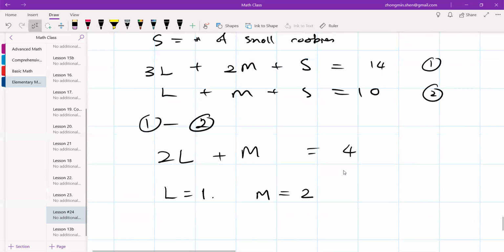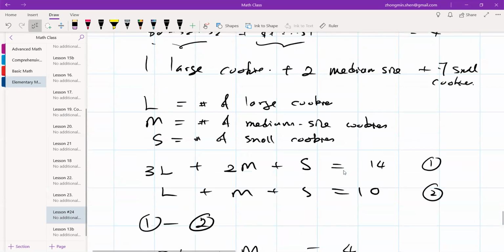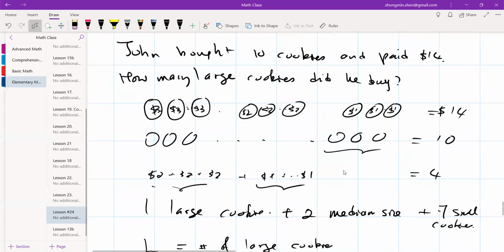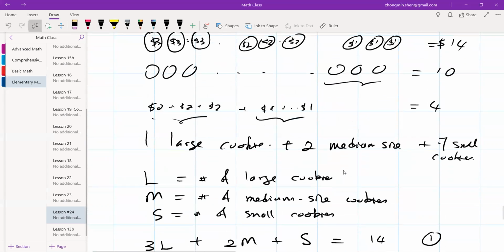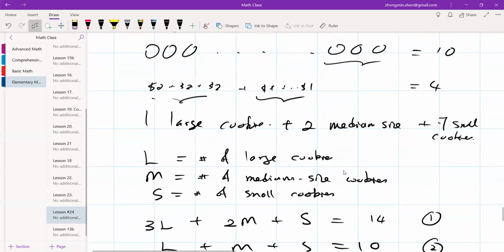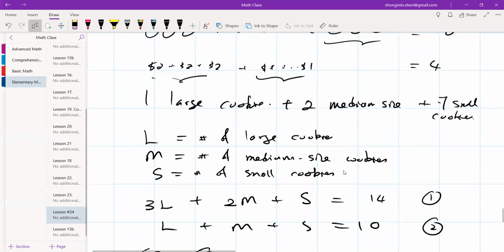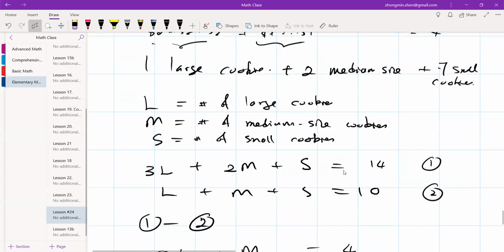You can see the power of equations. In the future the problems get more complicated. You cannot just draw circles and do the comparison directly. You have to introduce the parameters, the variables, and then you do the computation and the analysis.